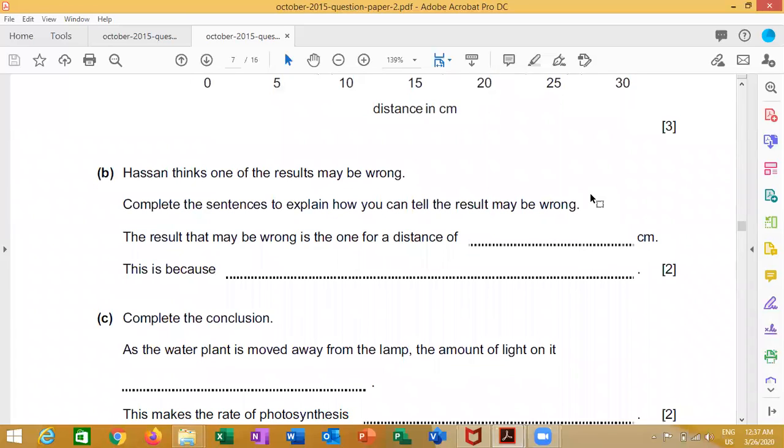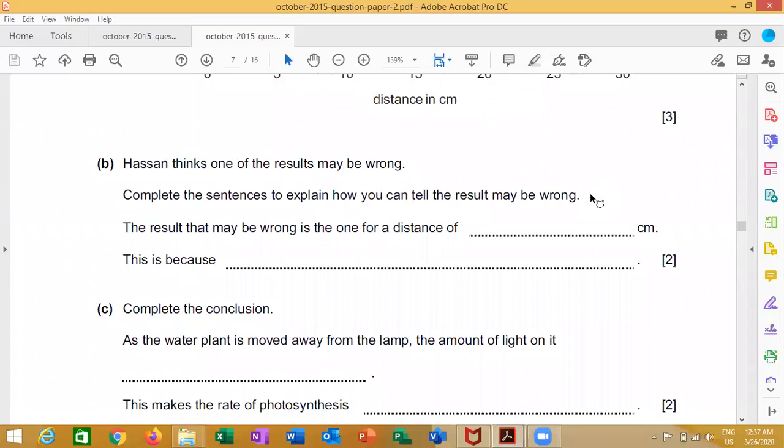Question B. According to the previous table, guys, read it well, please. Here you can find that there is a result that may be wrong or does not fit the pattern. This result, the distance, should be 25. Your explanation is because it doesn't fit the pattern. Here this is for 1 mark, the explanation also for 1 mark.